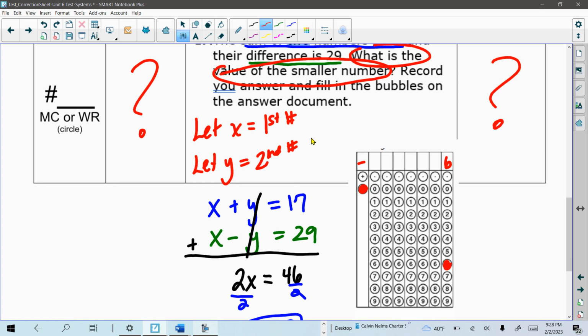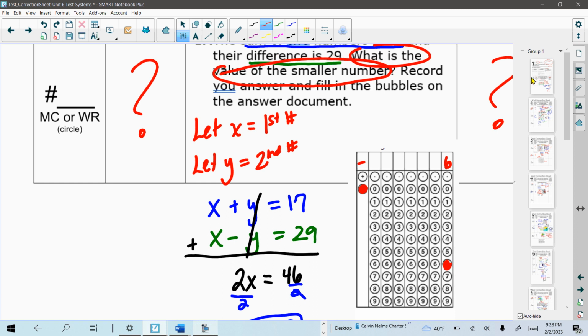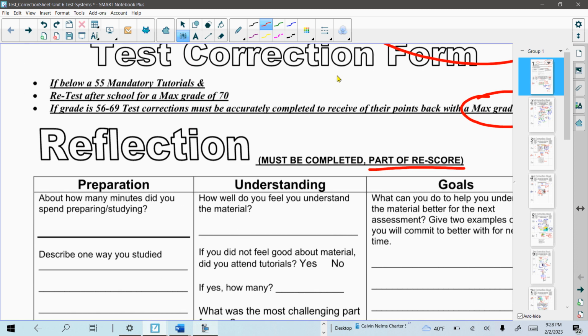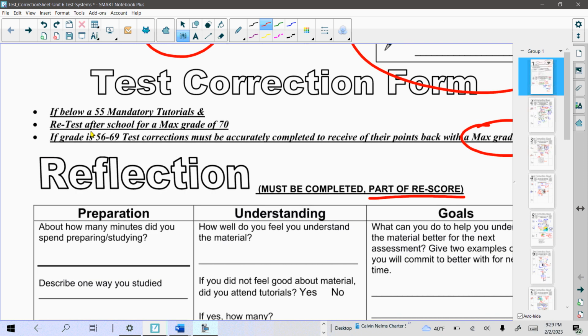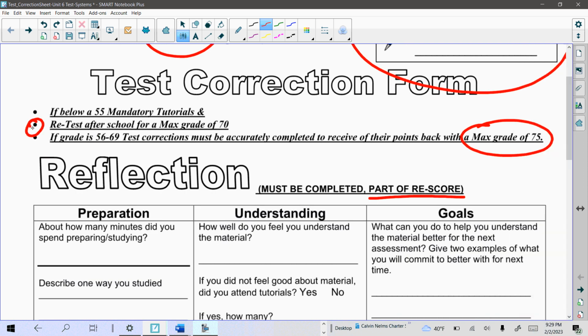Now for corrections, you do not have to do the bonus. If you want to try to do it to see if you have a better understanding of the concept, that would be great. Just make sure you get these correction pages turned in to me. And remember that you have to fill in your reflection part, and that if you have below a 55, you will have to retest. So make sure we're doing that in tutorials, or maybe you can come out of a different class, maybe PE most likely. You just have to verify with me so I can verify with Coach Evans.